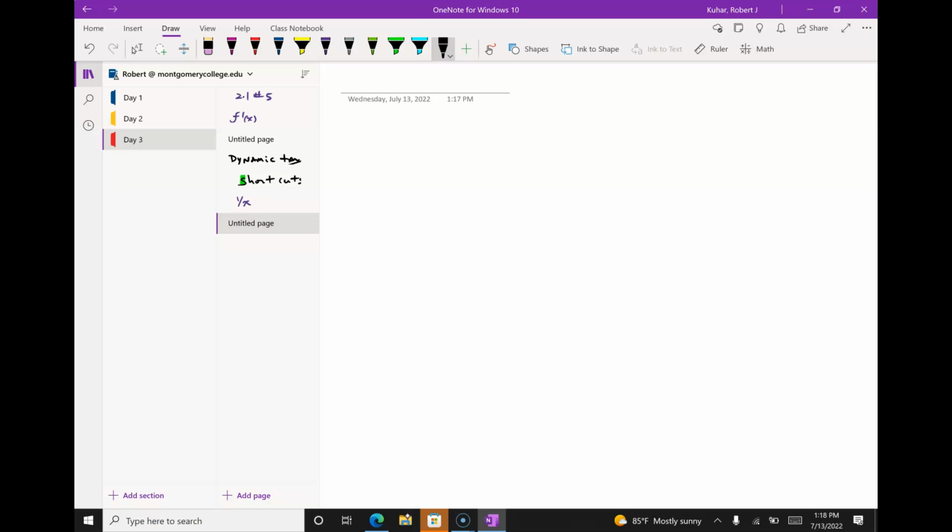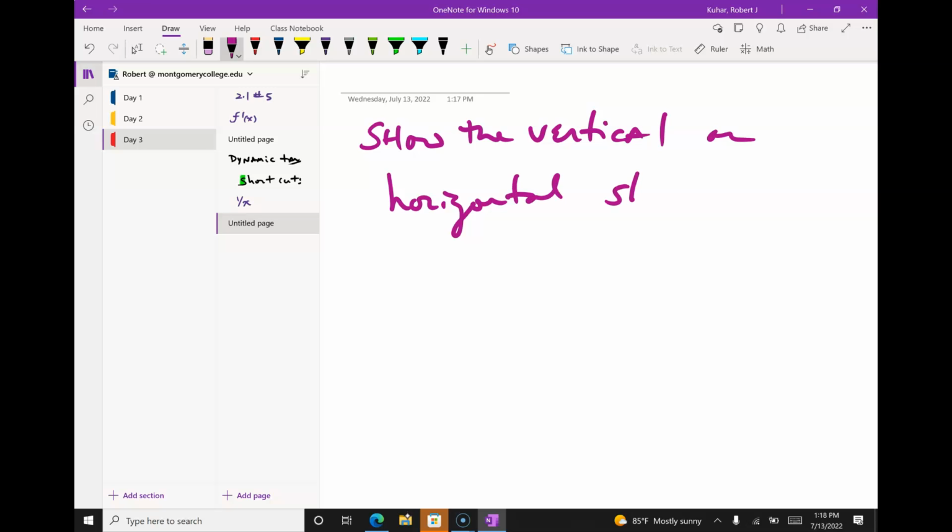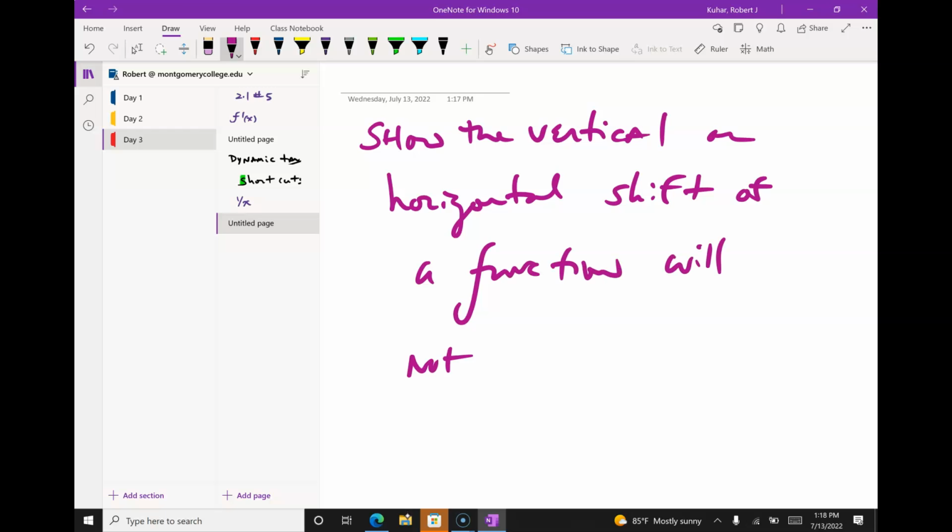This is another little side project I want you to do. I want you to show that a vertical or horizontal shift of a function does not change the derivative.